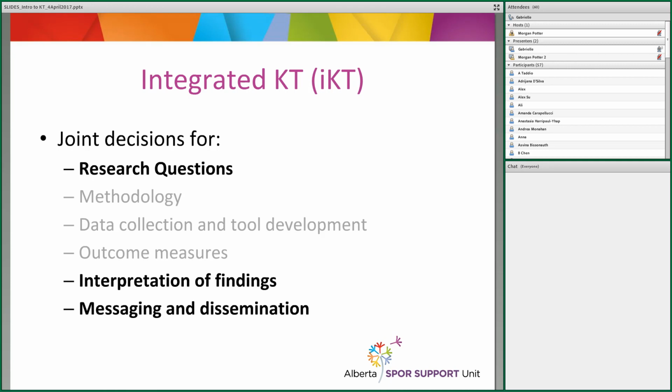According to the Canadian Institute for Health Research, the CIHR, the minimum requirement for integrated KT is that researchers and knowledge users make joint decisions to shape the research questions, interpret the study findings, craft messaging around the results, and move the research results into practice.